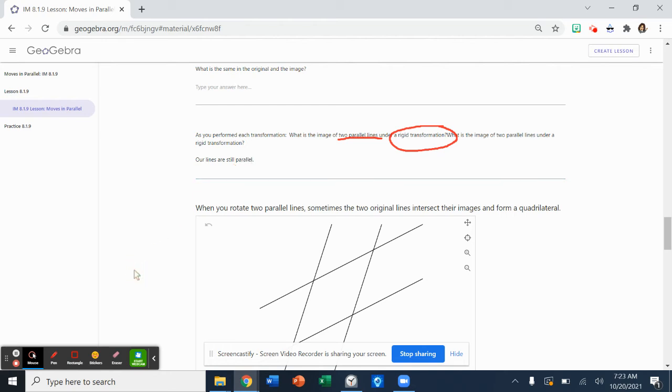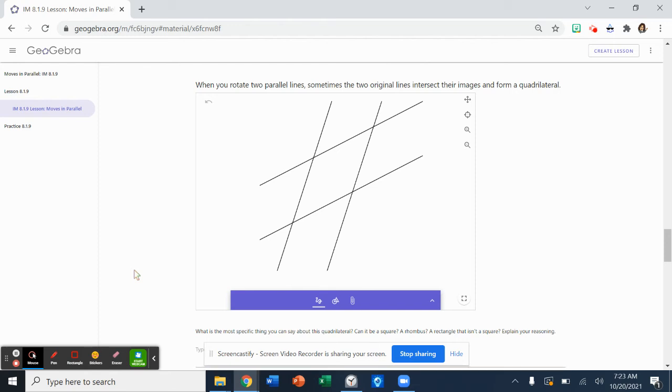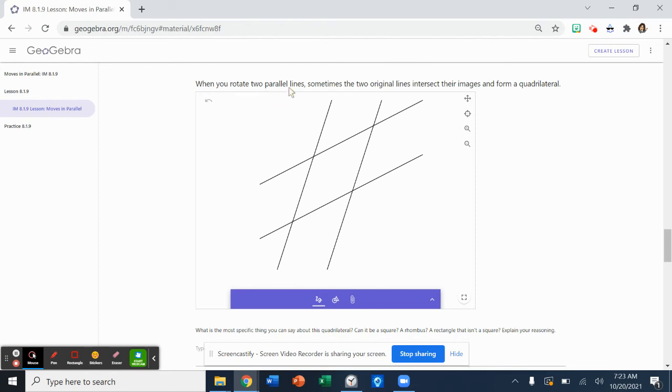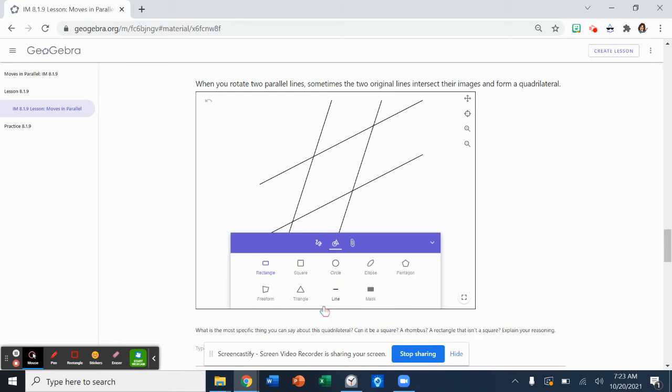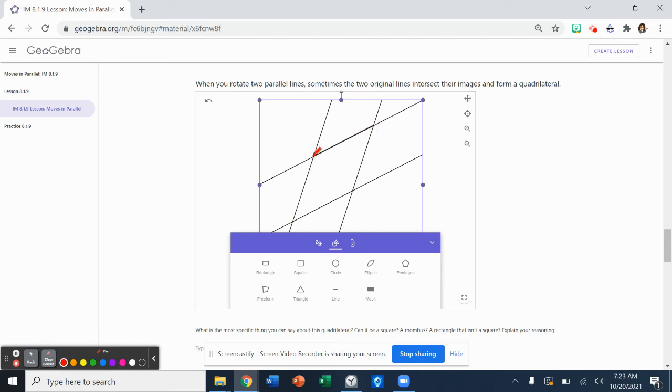And that's the key piece of information that we're going to need for the second set of activities. So this activity says when you rotate two parallel lines, sometimes the two lines intersect and their images form a quadrilateral. And the quadrilateral that they're talking about, you can actually draw over this if you would like. The quadrilateral is here. And you could, if you wanted to, draw each of the line segments. It's right here in the center. Let me draw it in red pen so you can see.